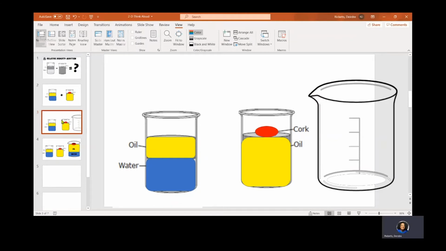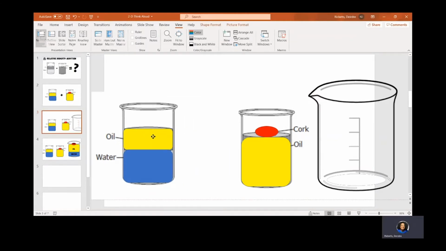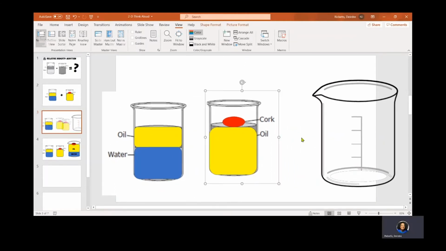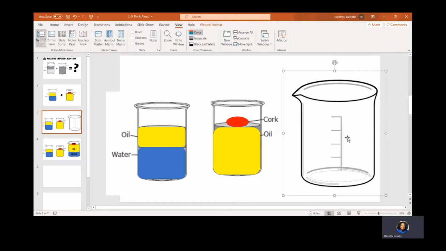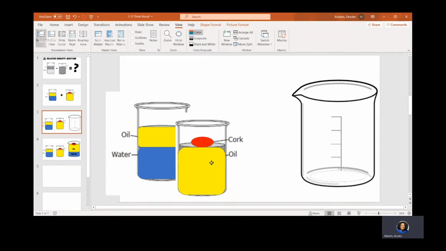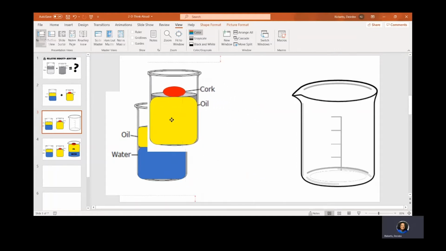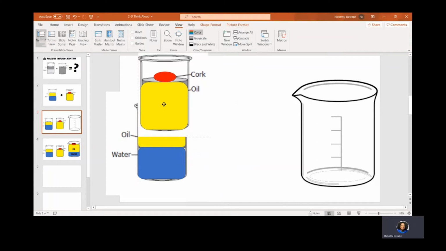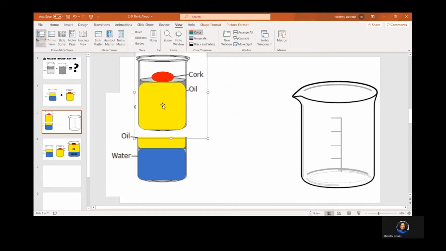Now that I've color coded everything, I've added another beaker, my third beaker, to this. So let's see what we're gonna do. Now that I have this set up, I'm gonna start matching. What do you mean matching? I wanna match my colors together. Here's my second beaker. Am I gonna put the yellow and blue here? No, I'm gonna put my yellow and yellow together so that my oil will look like this and the cork like this.